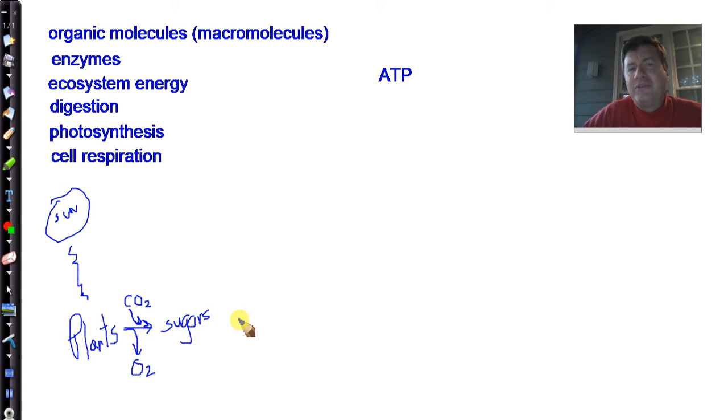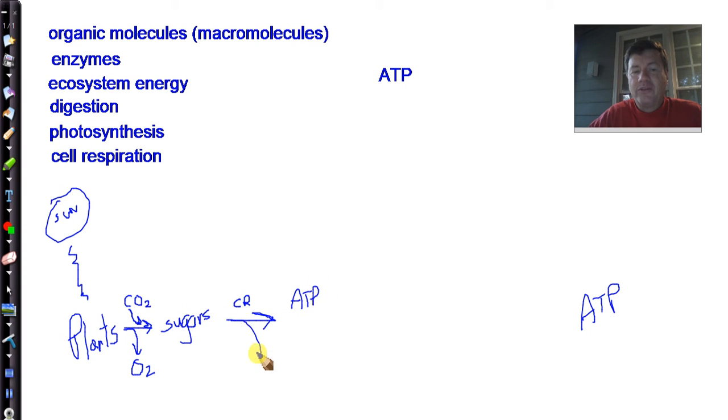And again, as we said in class, sugars have too much energy. Glucose has too much energy. We're going to have to go through a conversion process ultimately to produce ATP. Again, this is the goal molecule. So sugars are going to enter through cell respiration. We're going to, in the cytoplasm and the mitochondria, take the sugars through a series of reactions. Ultimately, we're going to produce ATP as a major product.